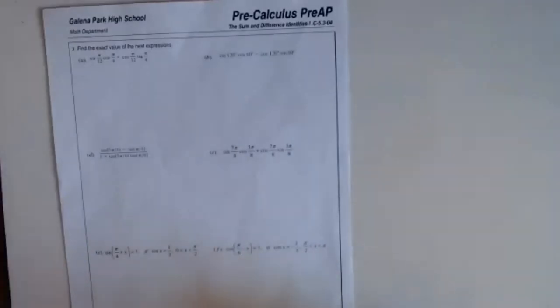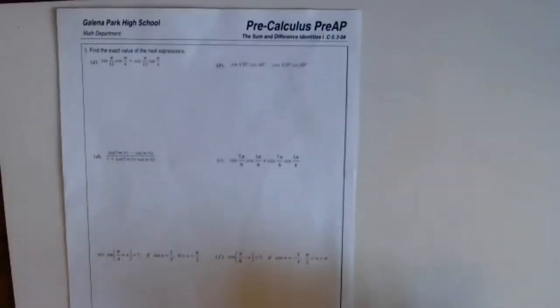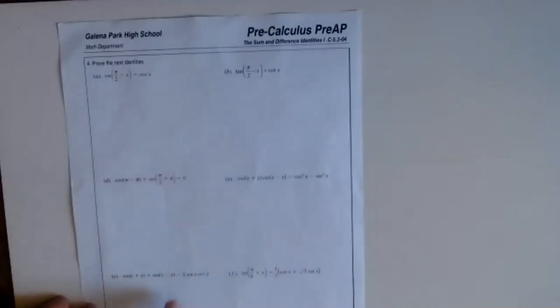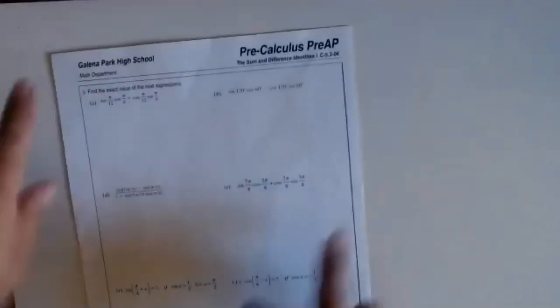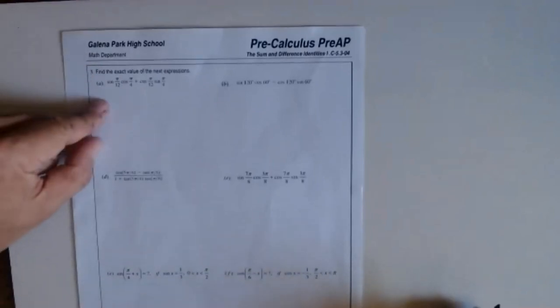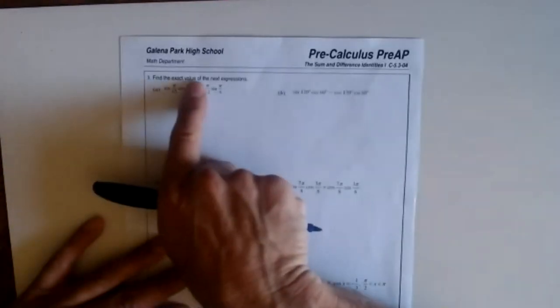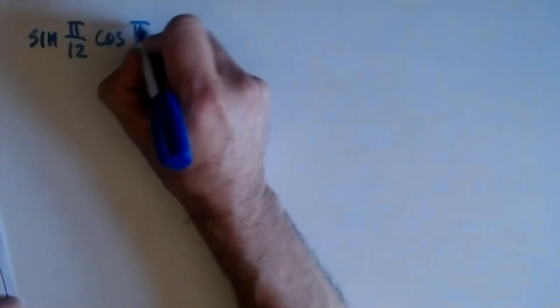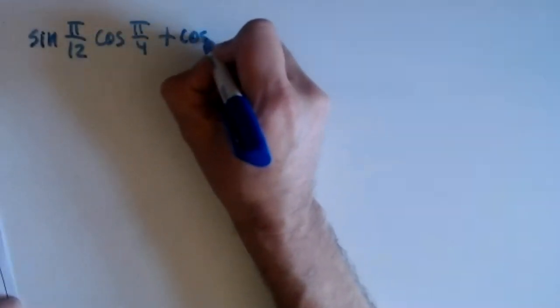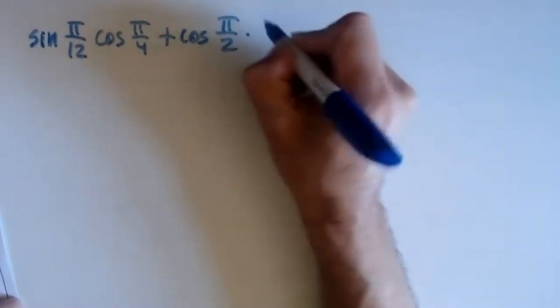Let me now go to page 3. In page 3, you have pretty much to do the same thing. Page 4, pretty much the same thing, correct? So let's do some of these. For instance, A says, find the exact value of the next expressions. The expression is sine pi over 12 cosine pi over 4 plus cosine pi over 12 sine pi over 4. So this is the expression I have to simplify.